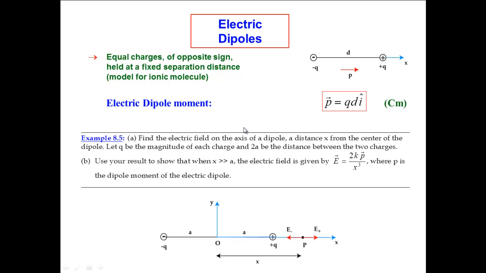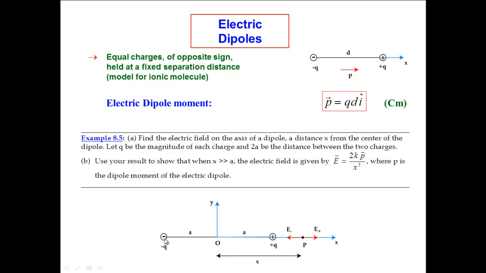Here's the example that I want to work through that will give us one of the important results from the textbook that we can use in understanding how an electric dipole influences another charge or perhaps another dipole. And what we want to do is calculate the electric field on the axis of a dipole, in this case a distance x away from the center of the dipole.